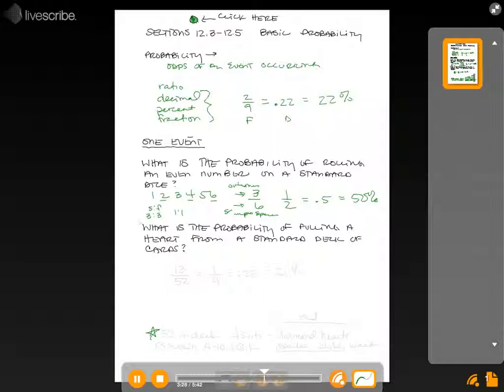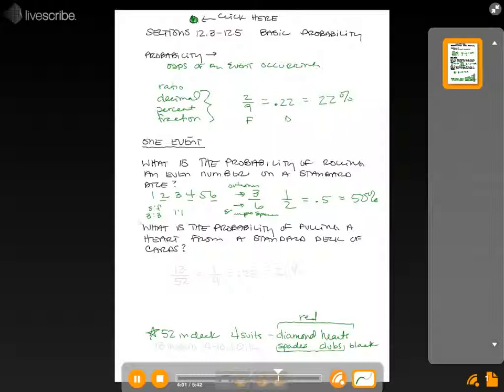So what you need to know is that there are 52 cards in a deck. There are 4 suits in a deck. Those 4 suits are diamonds and hearts, and those are the red cards. And then you have spades and clubs, which are your black cards.